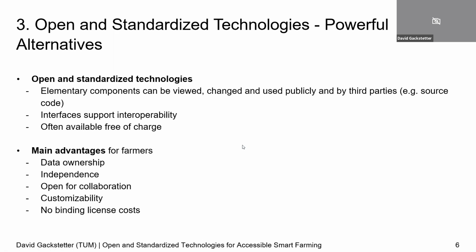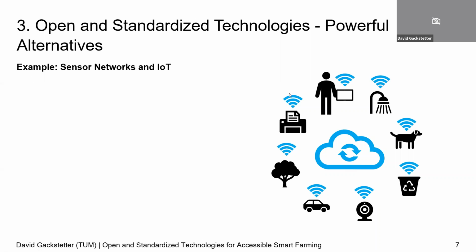The main advantages are quite straightforward. It increases the independence of the farmers from single providers, because these technologies are not owned by only one provider, but by no one. There are no corresponding license costs, and the products can be more customized individually and more collaborative to the system that the farmer needs. So within the large scope of smart farming technologies, I'd like to narrow this down to one area, which is sensor networks and IoT.